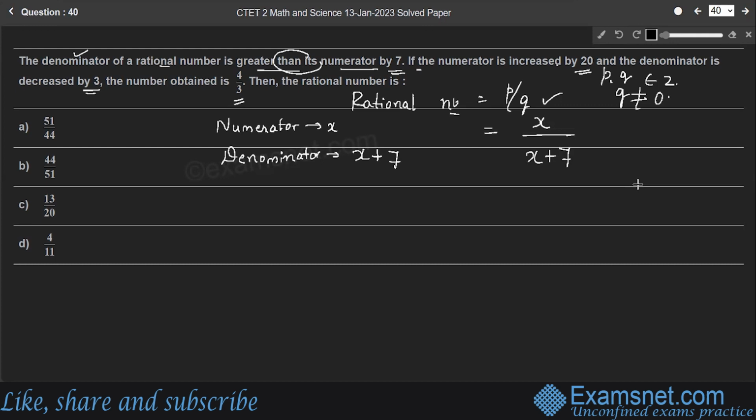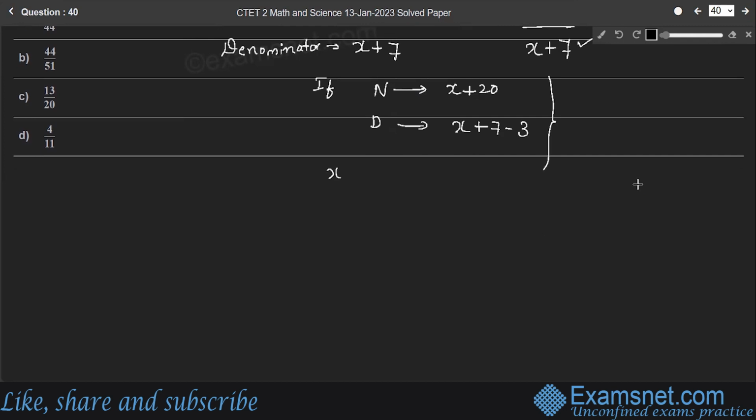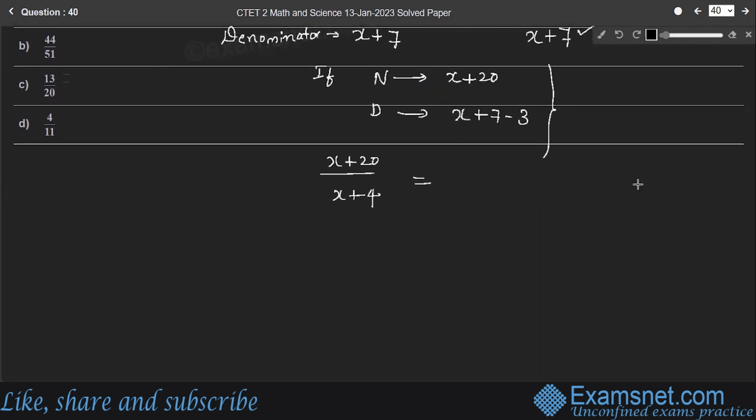Moving further, if the numerator is increased by 20, the numerator becomes x plus 20, and the denominator is decreased by 3. The original denominator is x plus 7, so when it is decreased by 3, it becomes x plus 7 minus 3. The number obtained is 4 by 3, so the number obtained becomes numerator by denominator. So, x plus 20 by x plus 4 is equal to 4 by 3.